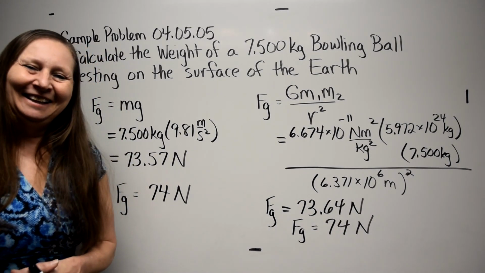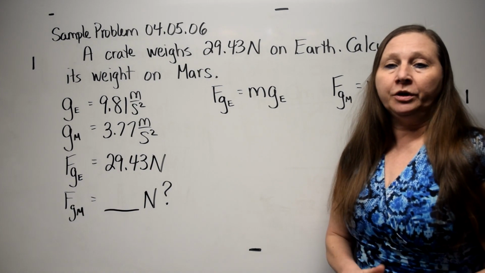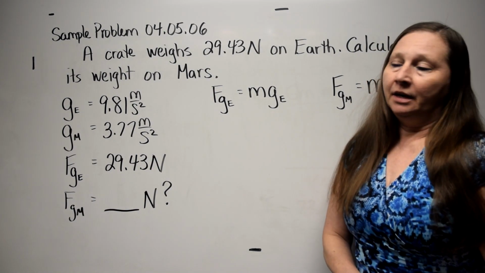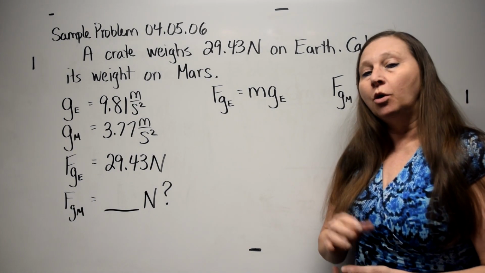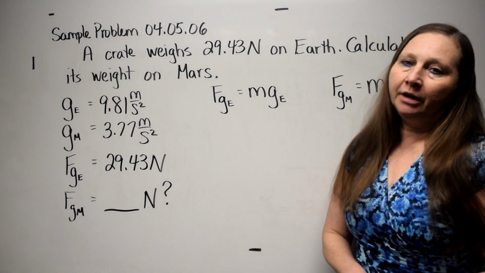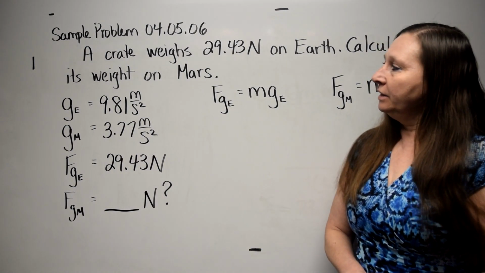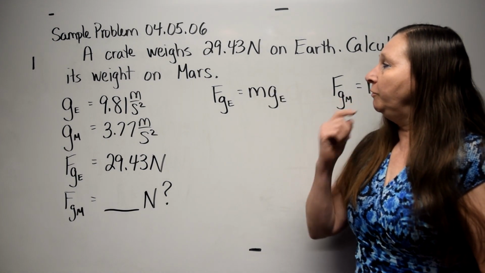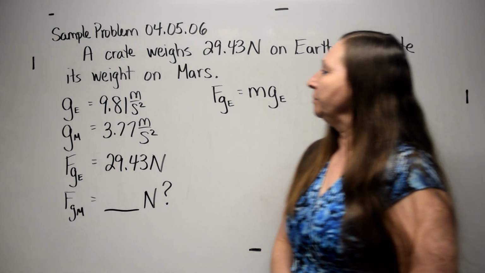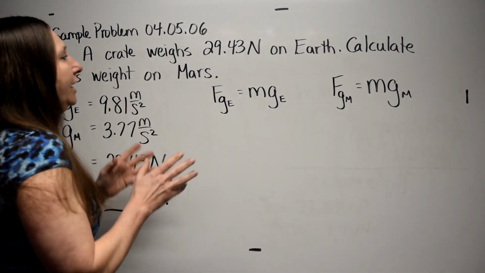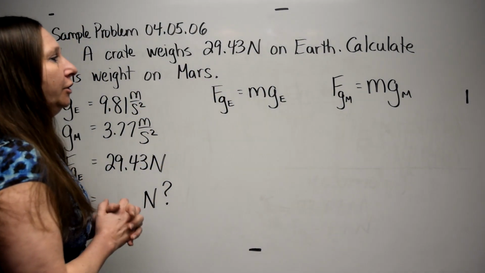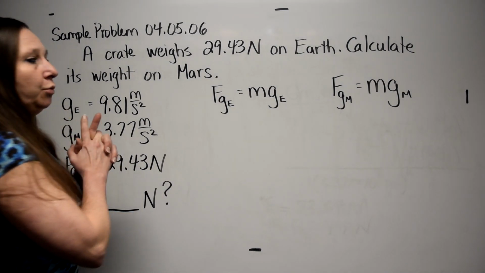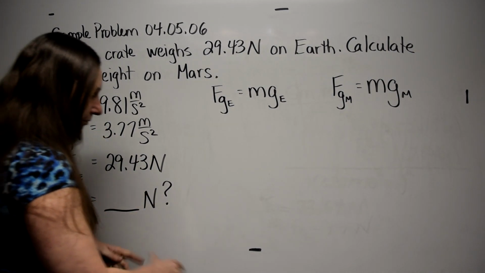I'd like to show you an important math trick, especially for those of you who are thinking to go on in engineering and the technical sciences. Sample problem 4.5.6. A crate weighs 29.43 newtons on Earth. Calculate its weight on Mars.